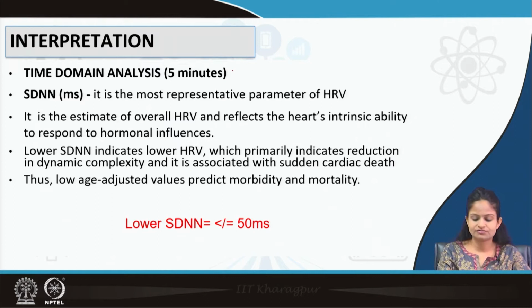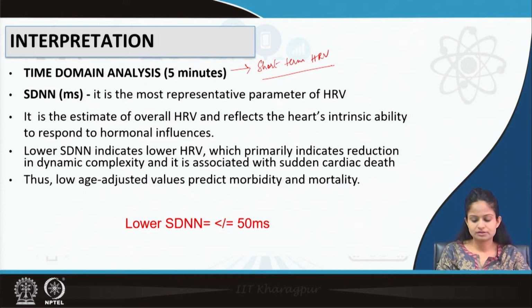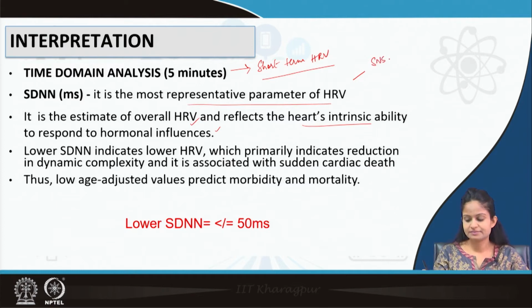In time domain analysis, 5 minutes analysis means mainly we are talking about short term HRV. In this, the most important parameter is SDNN, that is standard deviation of NN intervals or RR intervals. It is the most representative parameter of HRV. It is the estimate of overall HRV and it reflects the heart's intrinsic ability to respond to the hormonal influences, which means it includes the sympathetic nervous system activity, parasympathetic nervous system activity, as well as the circadian rhythm.